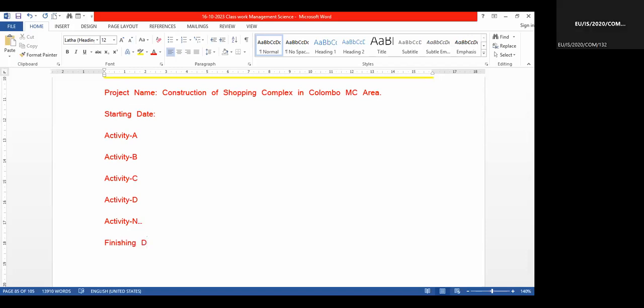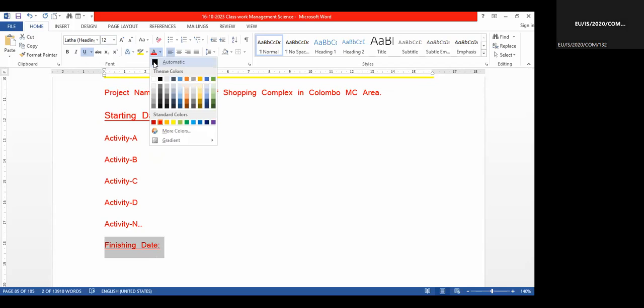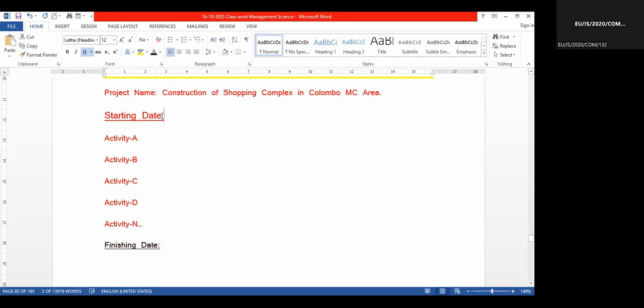And also a finishing date. Definite starting and finishing. It may be a 6-month project, a 1-year project, maybe a 2-year project, doesn't matter. It should have a definite starting time and finishing time. If it is a project, there should be a definite starting time and finishing time.